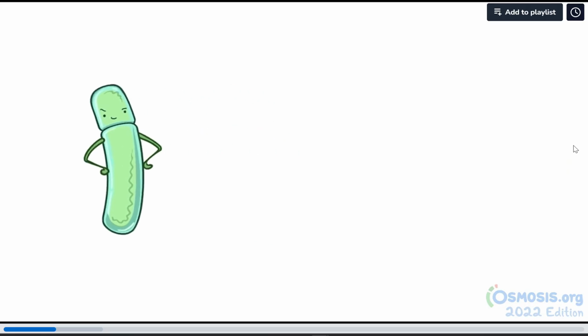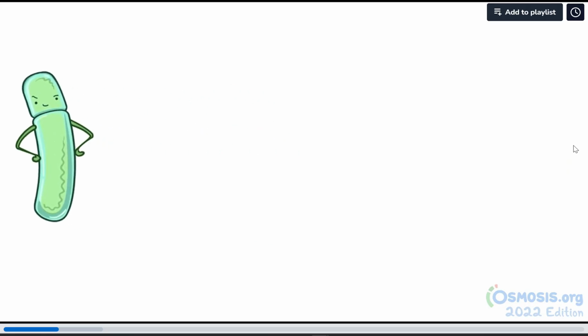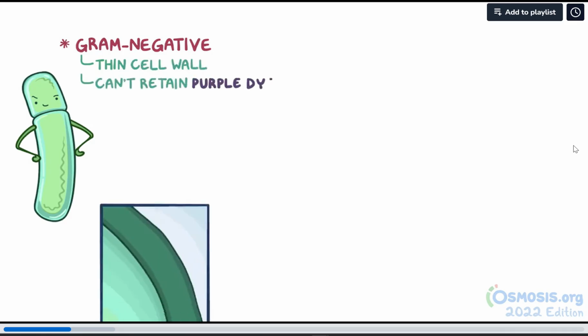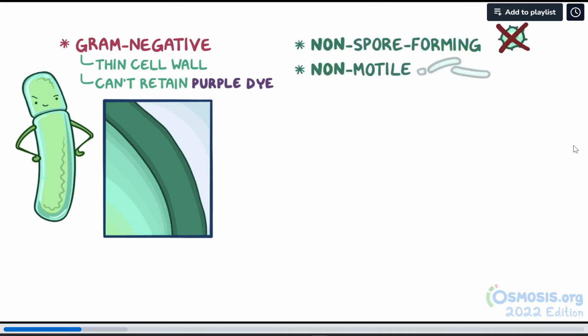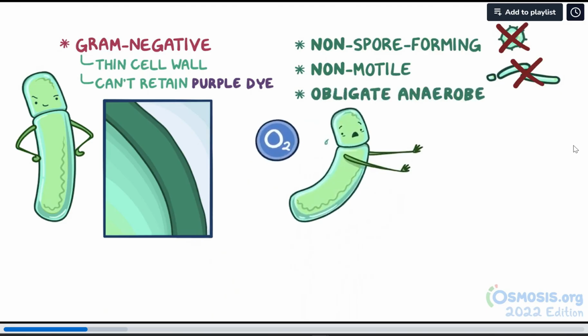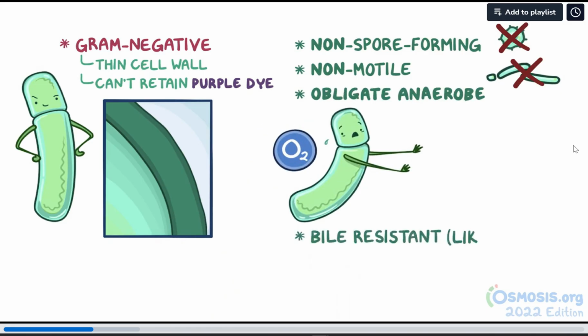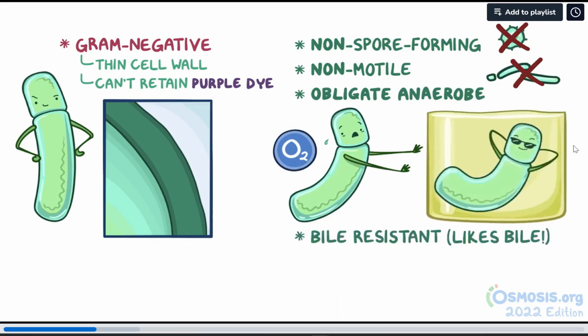Now, a little bit more about this microbe. For starters, Bacteroides fragilis is gram-negative, which means that it has a thin peptidoglycan cell wall that can't readily retain purple dye when gram-stained. Additionally, it's a non-spore-forming and non-motile bacteria. It's also an obligate anaerobe, meaning that it can only live without oxygen. Another fact is that it's bile-resistant and seems to like bile, which makes sense since it lives in the colon.